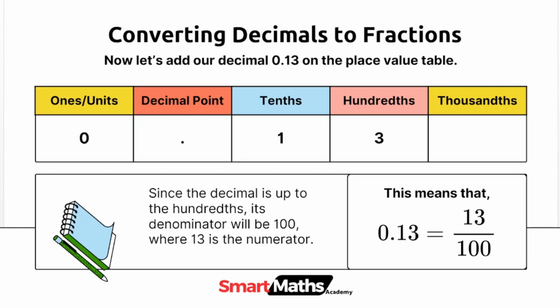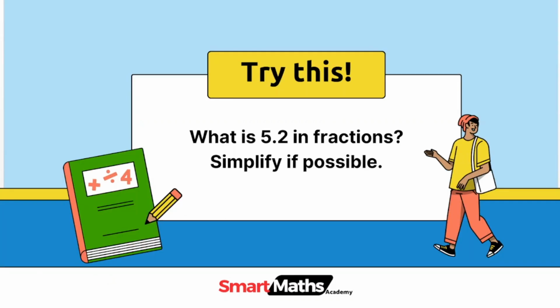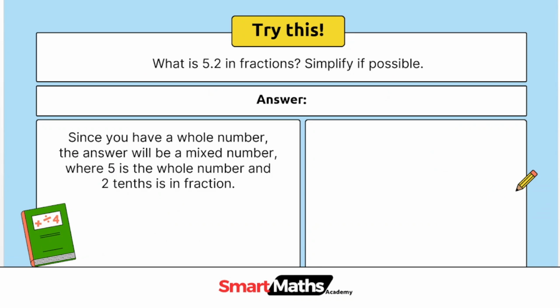All right. So let's try another one. We have what is 5.2 in fractions. We are asked to simplify as much as possible. So let's look at how to do that. Since you have a whole number, the answer will be a mixed number. It's going to be a mixed number where 5 is the whole part and 2 is under tenths. That will be 2/10. So 5 whole number, 2/10. That's how it's going to be. I hope that is clear.